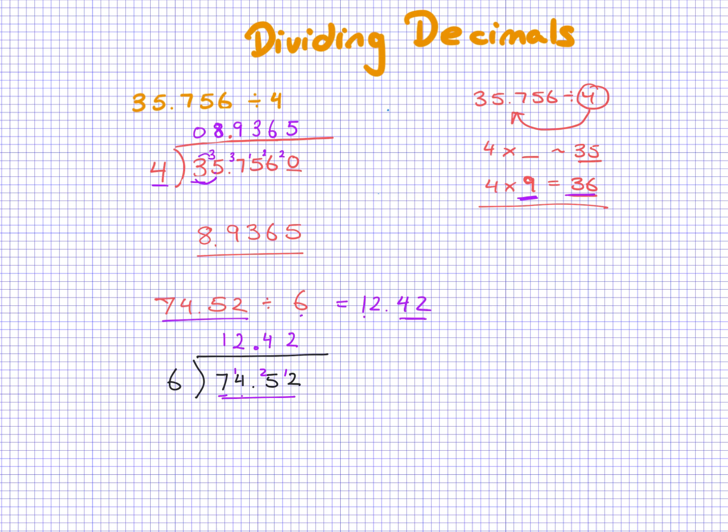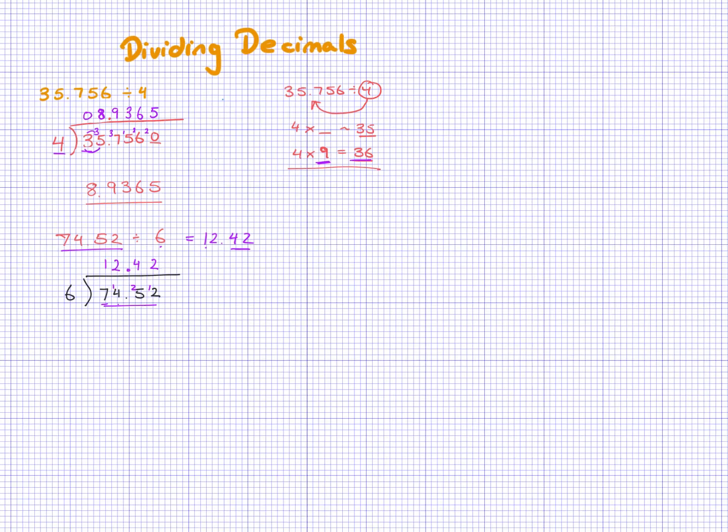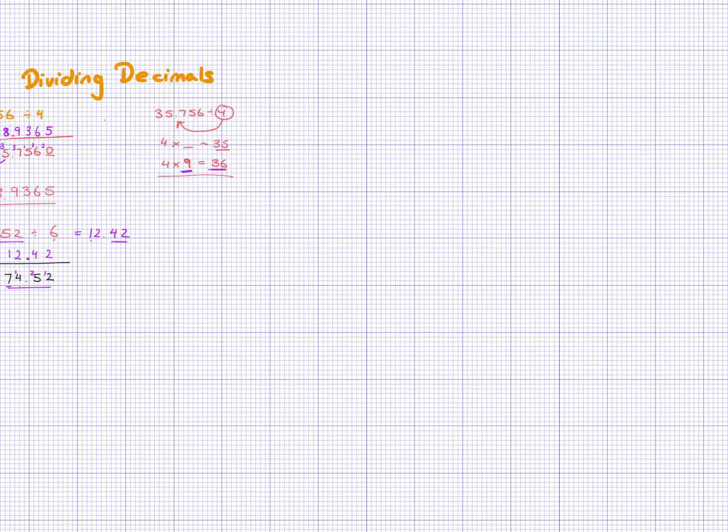All right, so those two problems dealt with dividing by a whole number, and now I'm going to show you a couple more problems that deal with dividing by a decimal. So a decimal divided by a decimal. All right, so we'll push those to the side, and we'll bring up two examples just here.